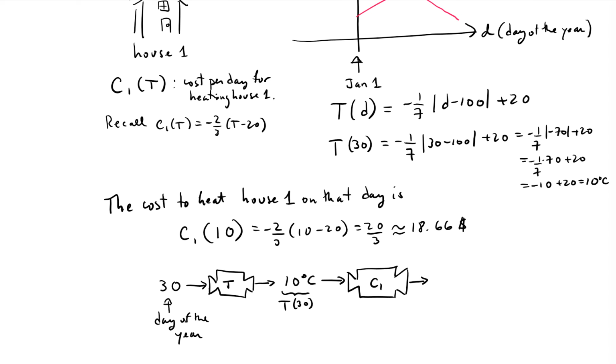And what came out of it was $18.66, and that was C1 of T of 30. So T of 30 became the input, so the output of a function became the input of another one. So we fed that input into C1 to get another output, which was 18.66. This is called composing functions.